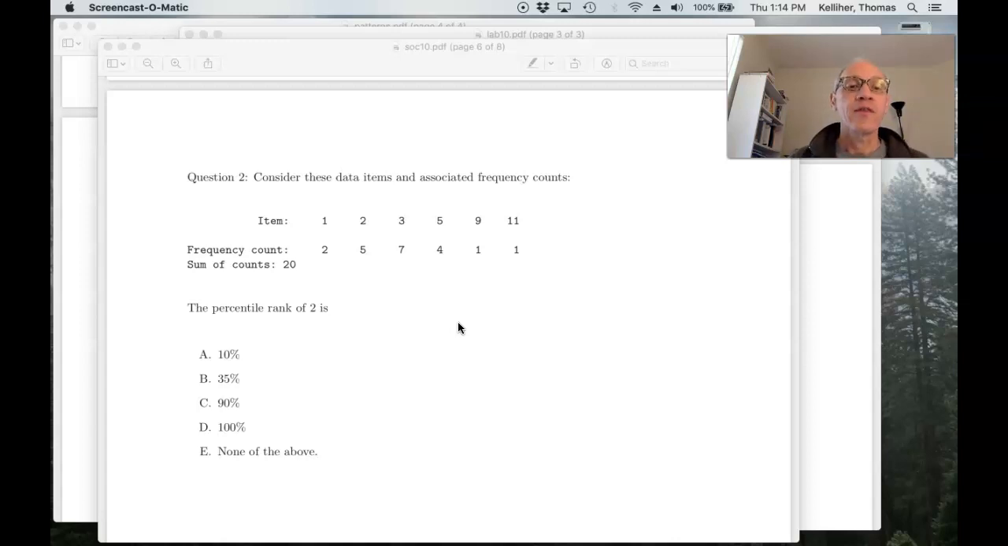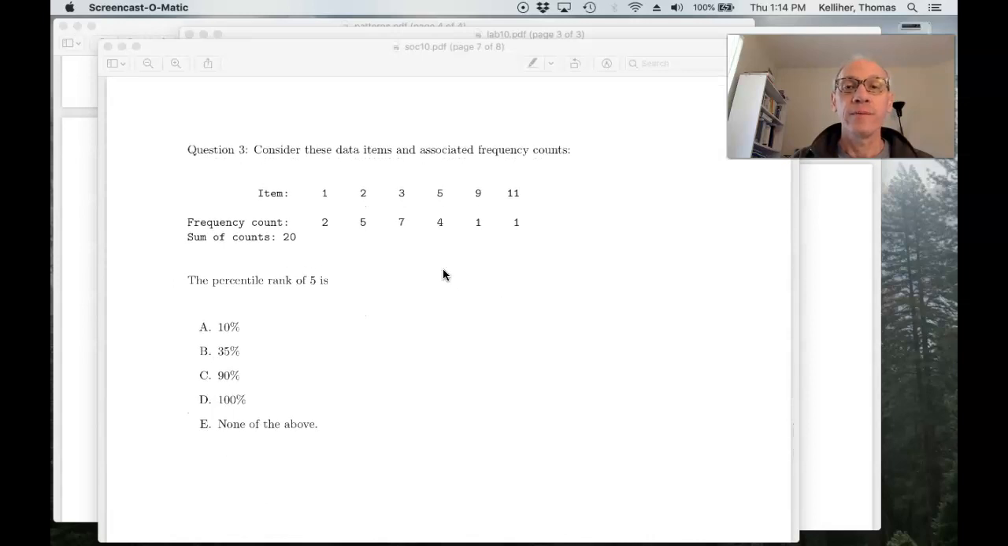Okay, the answer is B, 35%. How many values were there that were equal to 2 or less? Well, 5 plus 2, 7, divided by 20, gives us 0.35, and then multiply that by 100 to get the percentage, 35%.